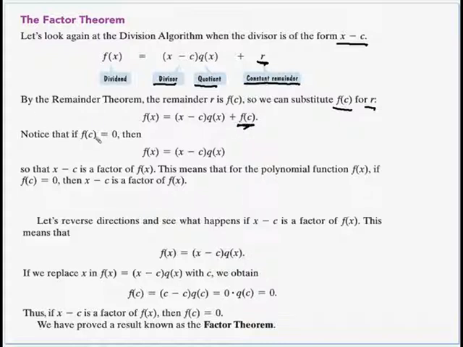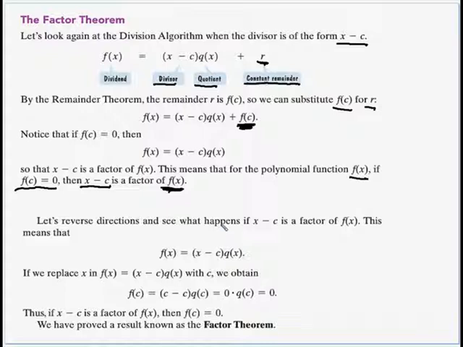Notice that if f of c is equal to 0, then this f of c is gone. So we're just left with f of x equals this quantity x minus c times q of x. So that x minus c is a factor of the function f of x. This means that for the polynomial function f of x, if f of c is equal to 0, then x minus c is one of the factors of the polynomial.